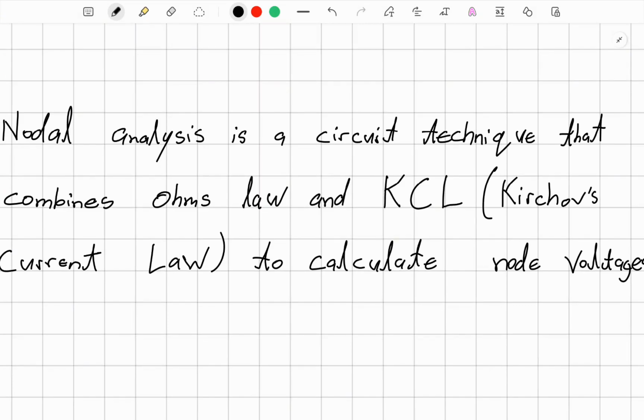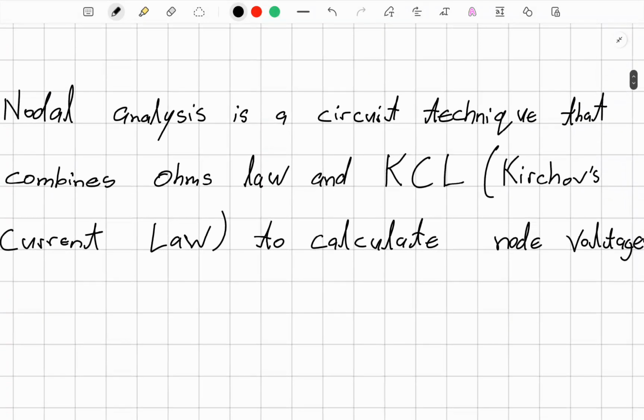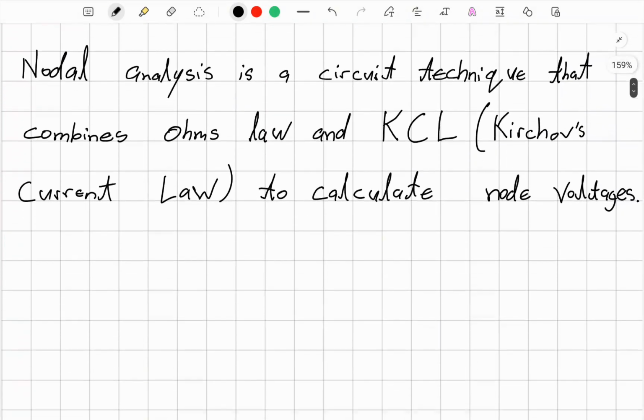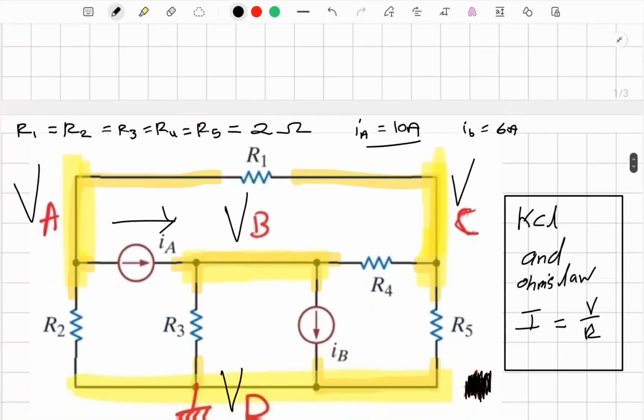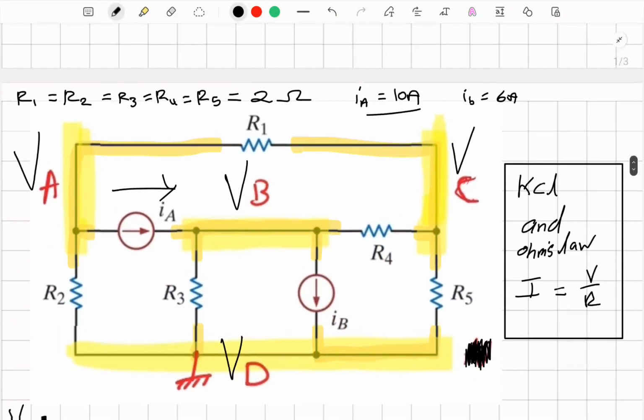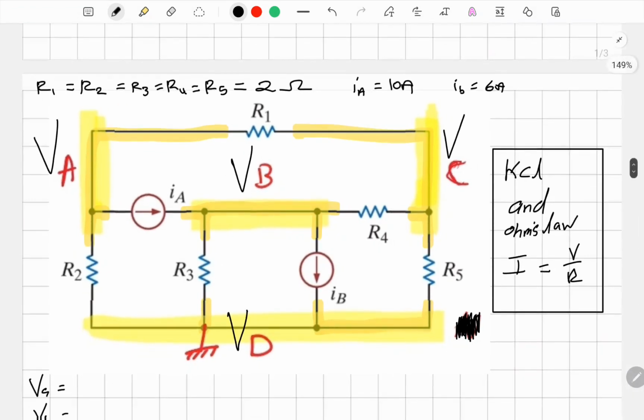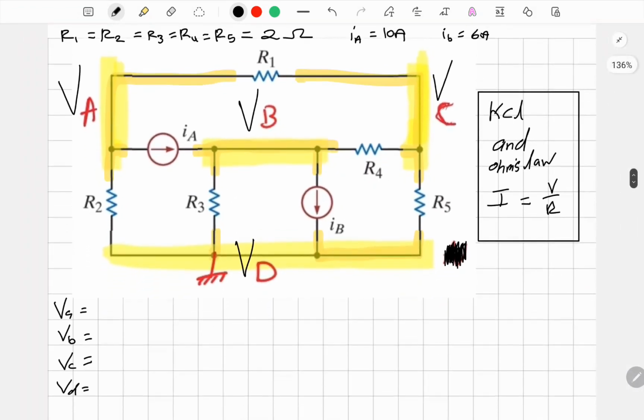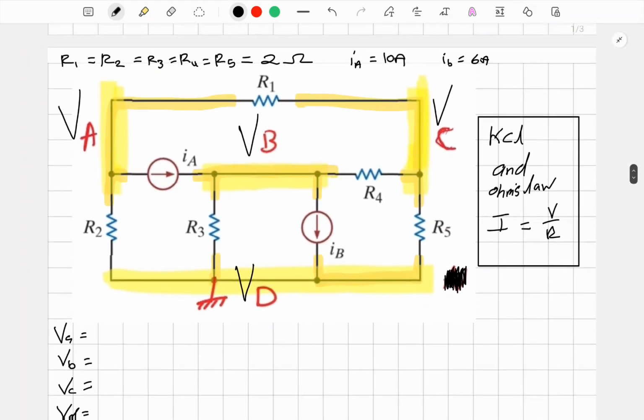So the best way I could explain this is through a circuit example, and I'm going to be teaching you how to do this method step by step. So looking at this example, all our resistors are going to be 2 ohms, and my current source IA is 10 amps, and my current source IB is 6 amps. And so the first step is to label all your nodes, and I've already done that here.